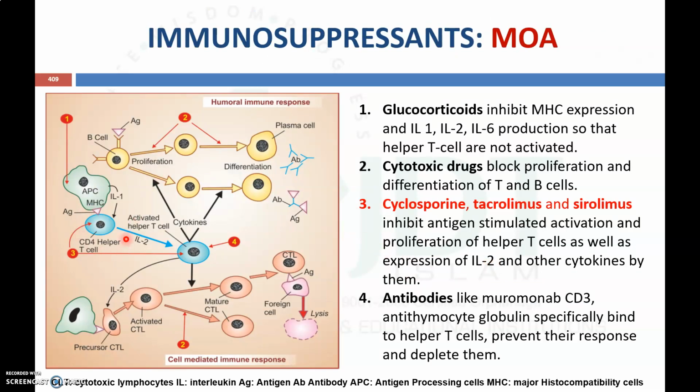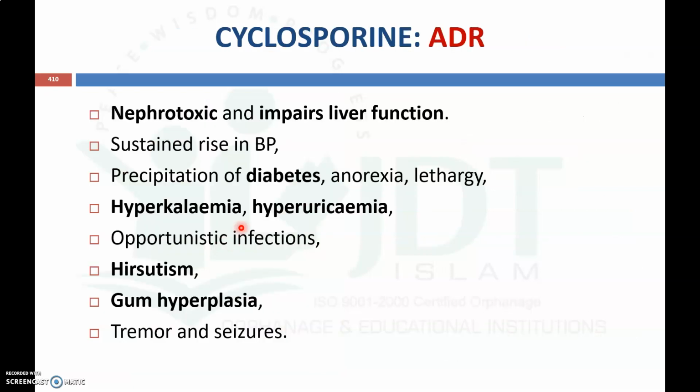So this will affect the helper T cell, thereby it will inhibit the release of interleukin as well as cytokine. Now what are the adverse drug reactions of cyclosporine? The important adverse drug reactions are nephrotoxicity, it will impair the liver function, and there will be a sustained rise in blood pressure, and it may precipitate diabetes, anorexia and lethargy.